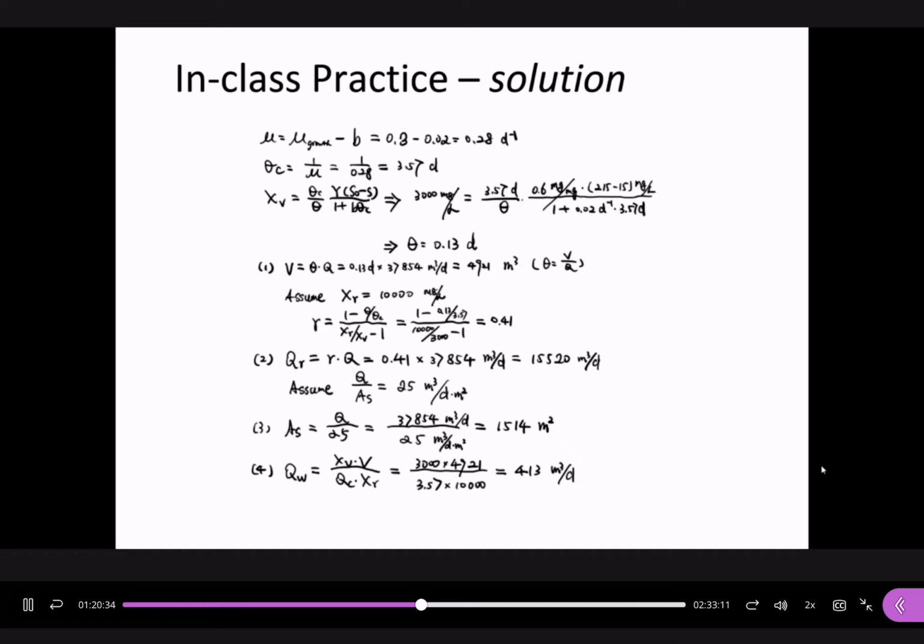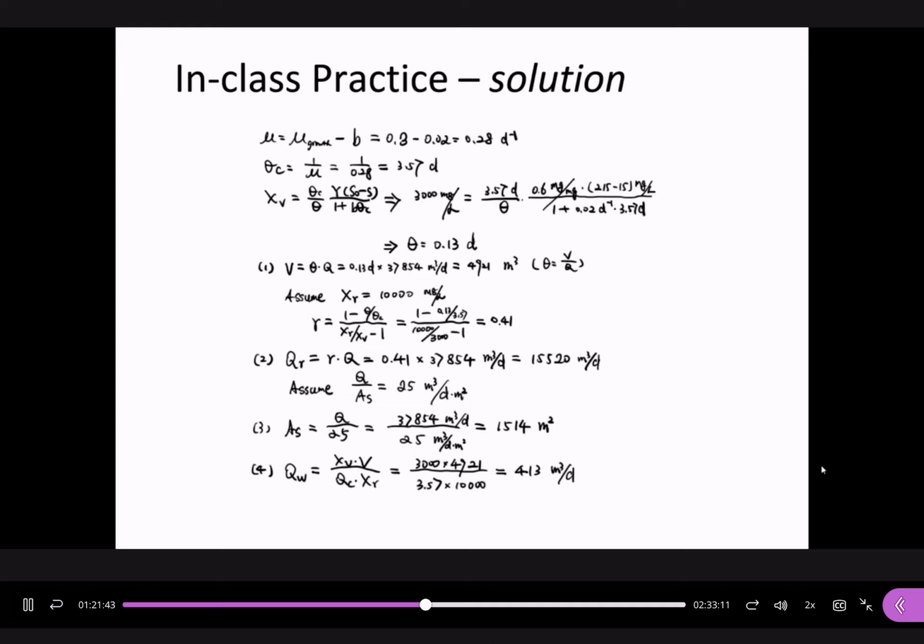And what next? Recycle flow, right? You can determine recycle ratio. But here, XR is missing, so you have to assume XR. Recycle ratio is about 4.4. And then we need to design the secondary clarifier, right? It's empirical, therefore we assume the overflow rate, and here we still use 25 and get a surface area of the clarifier, 1514 square meter. And finally, we determine the waste flow, QW, right?